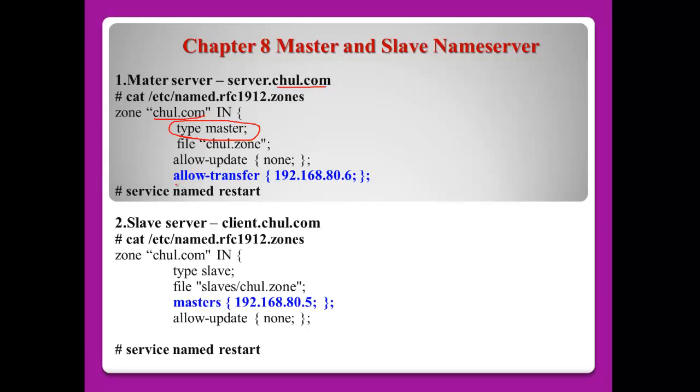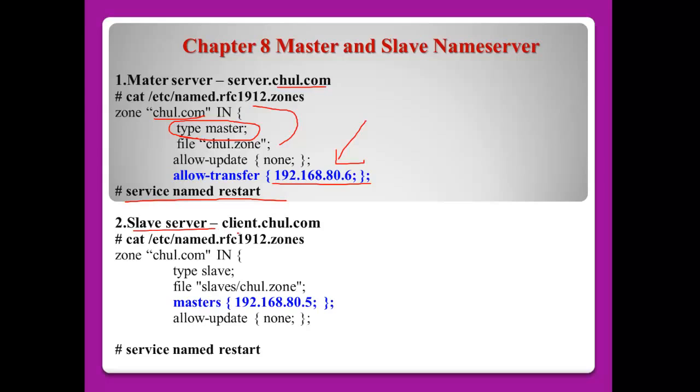And here, if the master name server tries to transfer the information or data about this domain, then here we can write the exact IP address of the slave name server. In my case, 8.6 is the IP address of the slave, and then service named restart.